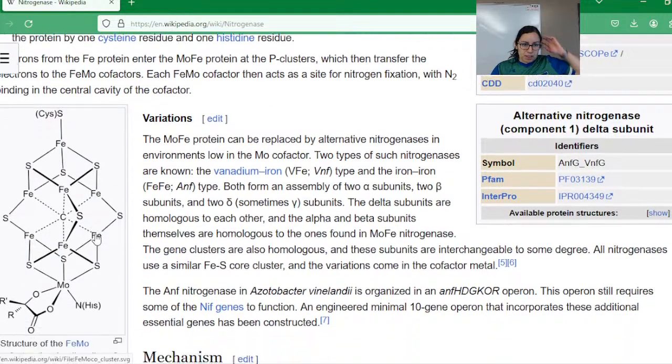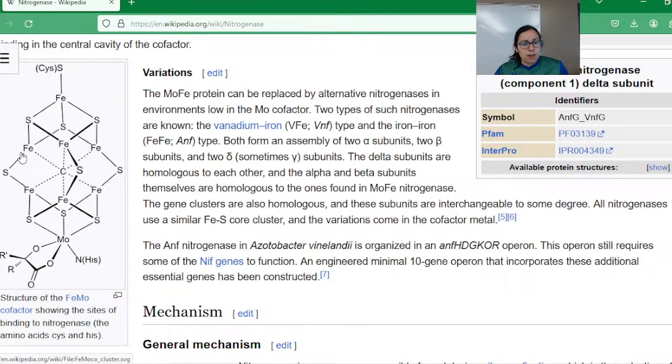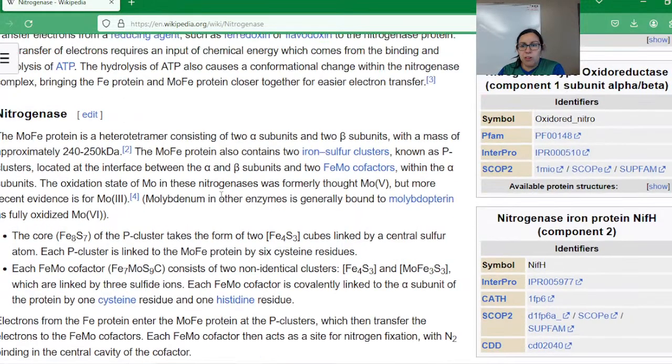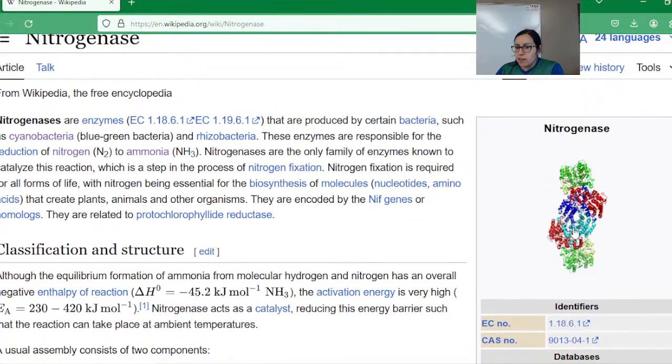And here we go. Here's our active site of nitrogenase. We mentioned this before with these iron-sulfur clusters, but again, we're ignoring the whole secondary and tertiary structure of nitrogenase.